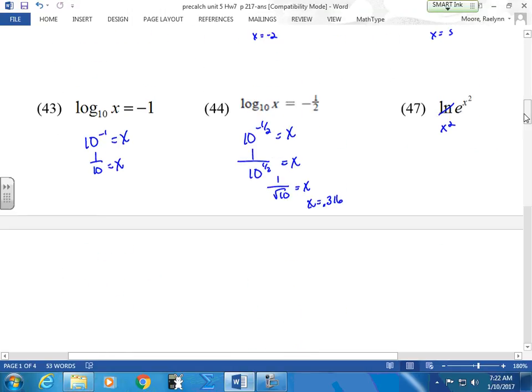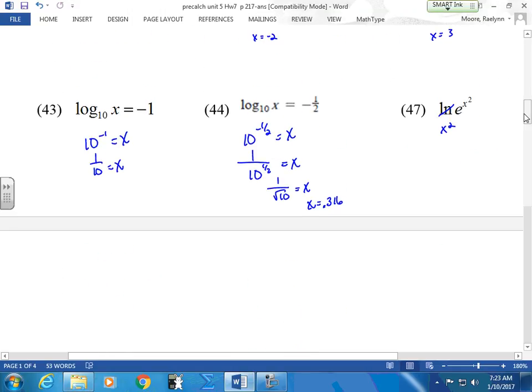These are all different types of equations. Again, log on one side, you have to flip this to an exponential equation. You can't cross out your logs, you can't add a log to the other side. So 10 to the -1, and if you left your 0.1, that's fine. Again, 10 to the -1/2, 3 decimals.